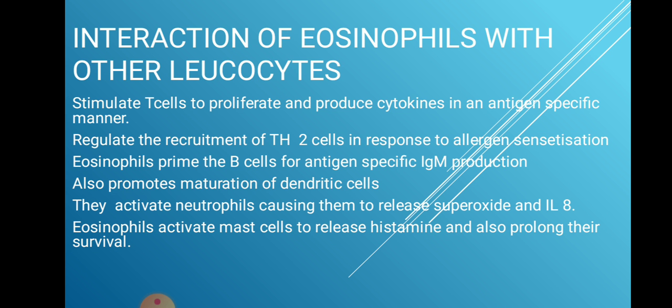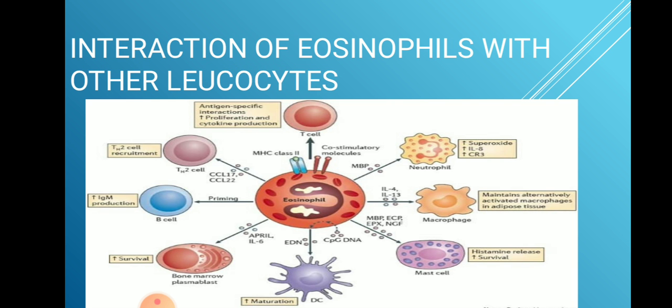Interaction of eosinophils with other leukocytes. These eosinophils stimulate T cells to proliferate and produce cytokines in an antigen-specific manner. They regulate the recruitment of Th2 cells in response to allergen sensitization. Eosinophils prime the B cells for antigen-specific IgM production. They also promote the maturation of dendritic cells. They activate neutrophils, causing them to release superoxide and interleukin 8. This is the image showing various interactions of eosinophils with other leukocytes.